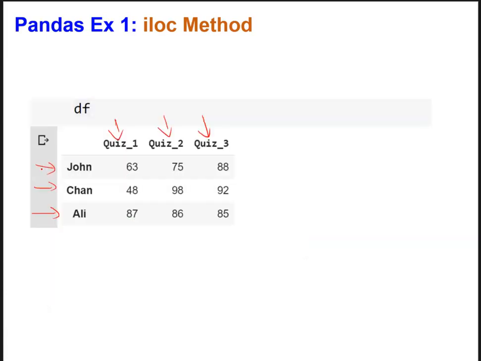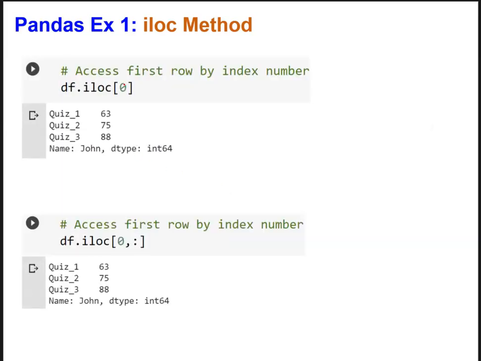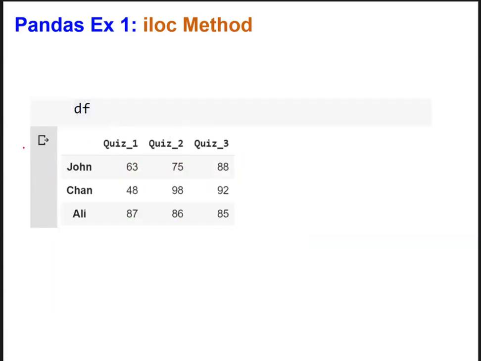Let's say you want the 0th row, right? For the 0th row, the columns have values 63, 75, and 88. So if you type in 0, just 0, this is going to be the 0th row, and it's going to assume that you want all the columns. So it's going to give you all the columns of row 0.